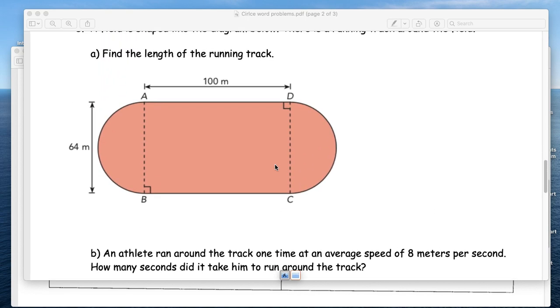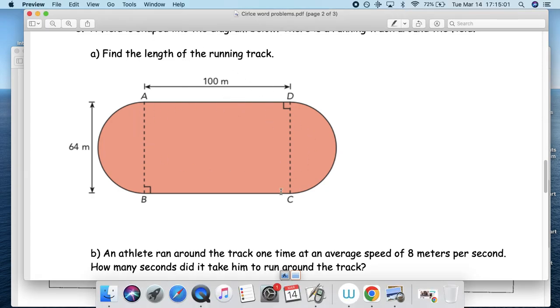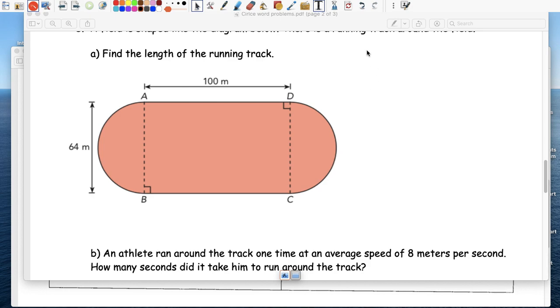Number 8, I think. Yeah, 8. What is this? An athlete around the... okay, so find the length of the running track first, and then we'll deal with speed. So if you run around this track, what is the distance that you run?